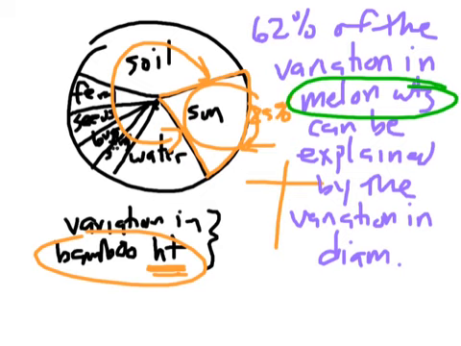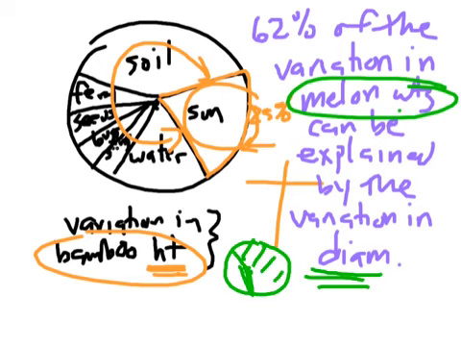Lots of different factors control or influence how heavy a melon is. One of them is diameter, but there could be others, like the type of melon, water, all sorts of other things. But we're saying that if you were to make a pie chart of this, 62% of it, which is a pretty big chunk, would be melon weights. Okay, and that's it.